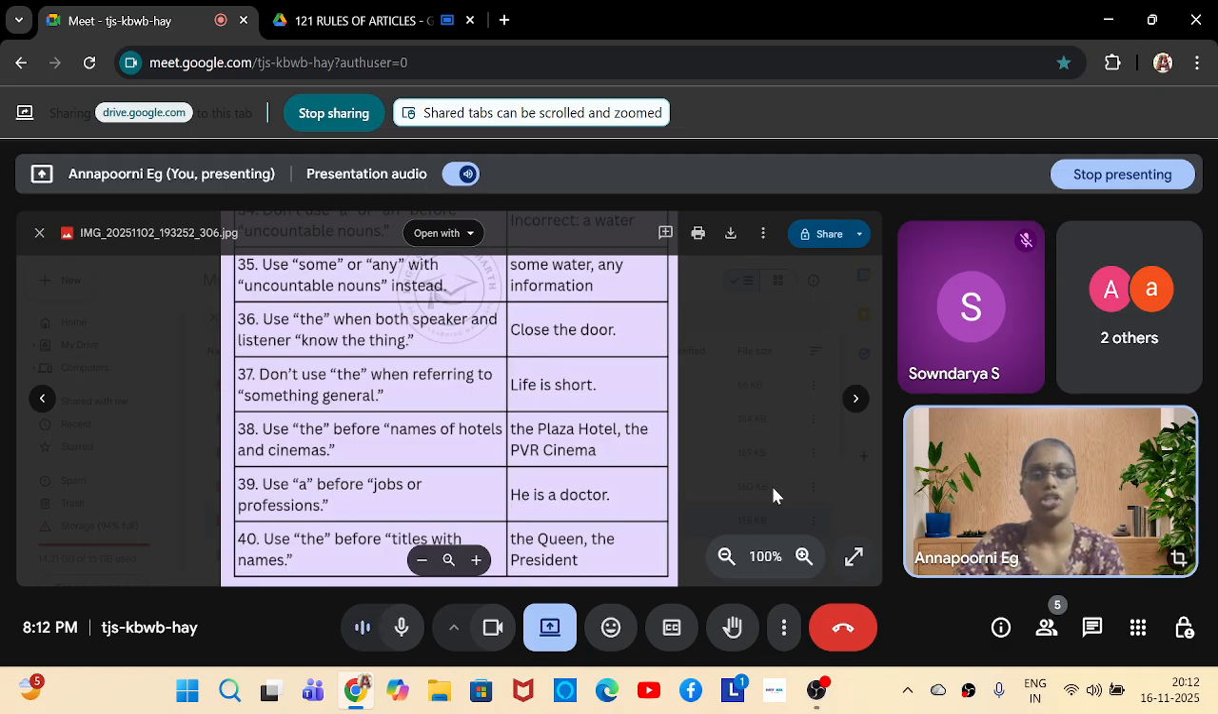Okay, Shabna, can you read the example for 39? Only the example, okay? Shabna, Soundarya, both are starting with S. Shabna, are you there? Or shall I pass it? Okay, Soundarya, you can read the 39.